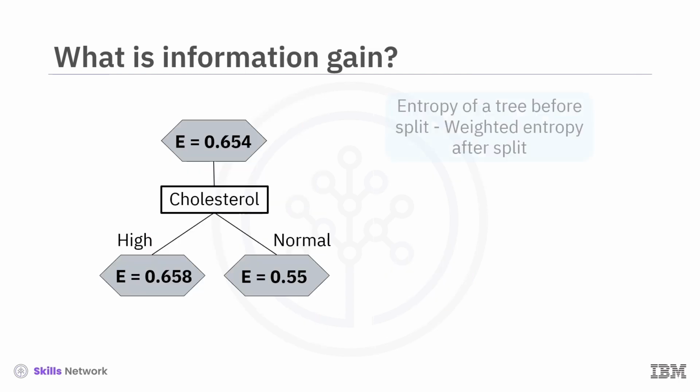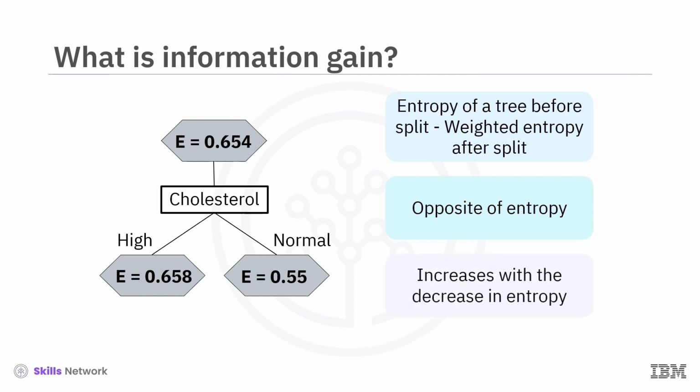Information gain is the entropy of a tree before the split minus the weighted entropy after the split by a feature. For example, using cholesterol as the feature to split on for all patients yields an information gain of 0.042. You can consider information gain and entropy as opposites. As entropy decreases, the information gain, or amount of certainty, increases. Constructing a decision tree is all about finding features that return the highest information gain.